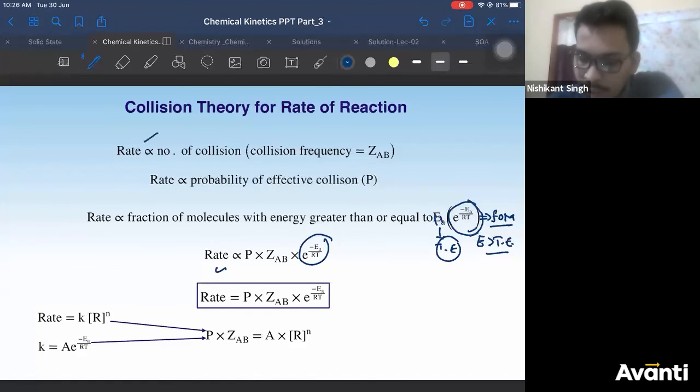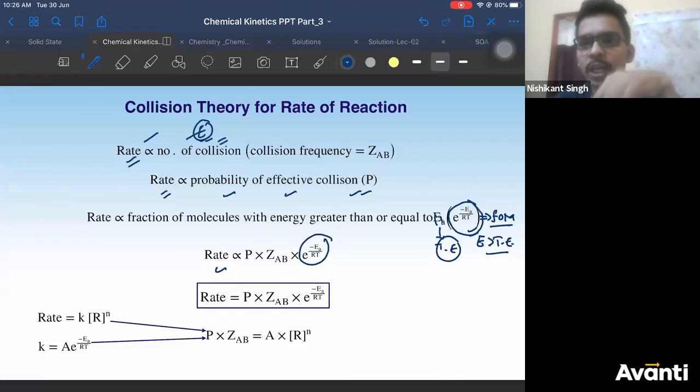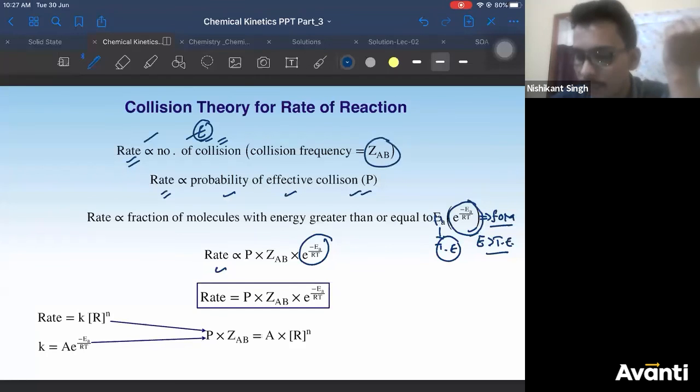Now, the more the number of collisions, the more will be the reaction, but not just collisions, effective collisions. So we should say, the more the number of effective collisions, the more will be the rate of the reaction, right? Also, if the probability of effective collision is more, again the rate will be more. We'll not do the derivation of this. Again, it comes from statistical mechanics. The ZAB formula we can also discuss. It also comes from statistical mechanics.